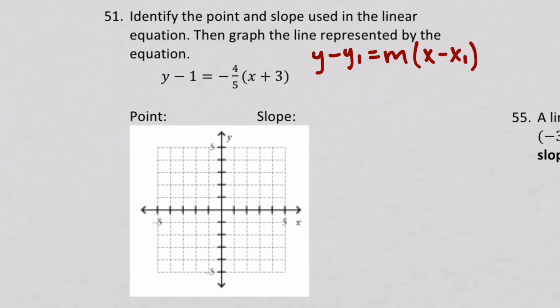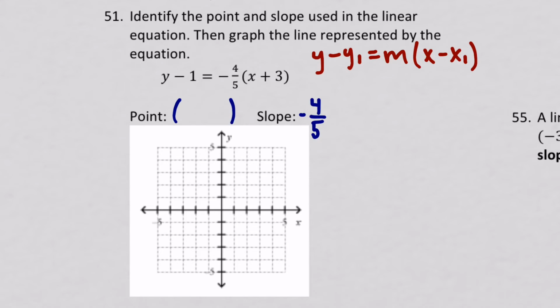Using that, the easiest thing to identify is the slope. It's the number in front of the parentheses, so I can see it right away. The slope is negative 4 over 5. What might be challenging for some of you is identifying the point that it passes through. The point is given by x sub 1, y sub 1, so it's going to be an ordered pair represented by x sub 1, y sub 1.